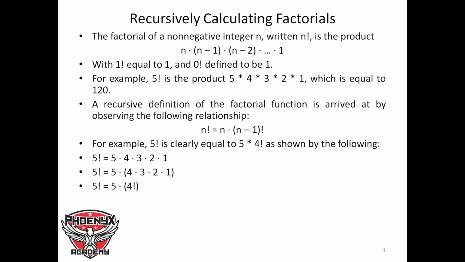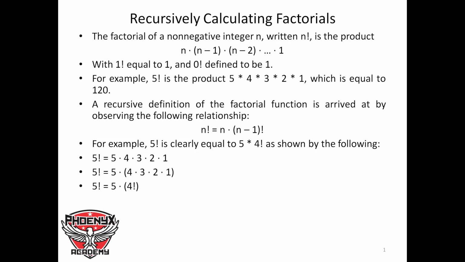For example, if we have 5 factorial, that is equivalent to saying 5 times 4 times 3 times 2 times 1. So any number, we multiply continuously until we reach 1. And the factorial of 5 results in 120.